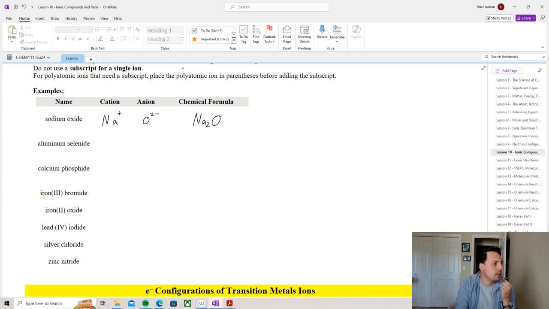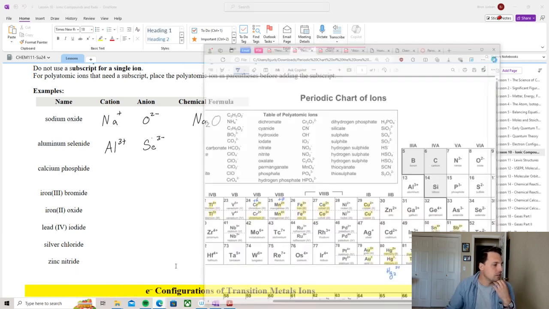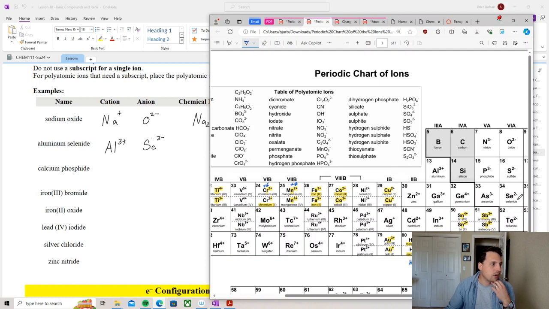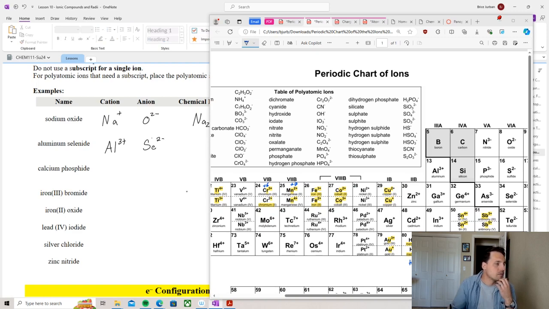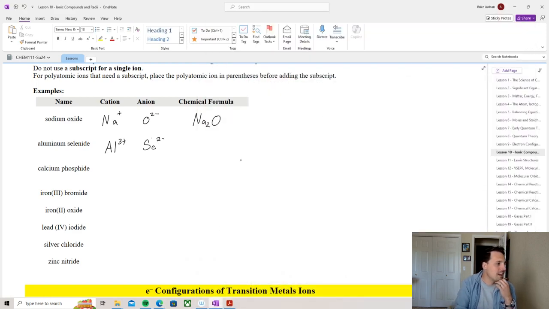For aluminum and selenium, aluminum is a fixed charge of 3+. Selenium has a, well, you might not know where selenium is. Let's show you. Selenium is below sulfur. It's a 2- charge. So I got aluminum and selenium coming together. In order to get an electrically neutral compound, we need to have 2 aluminums to get a 6+ charge and 3 seleniums to get a 6- charge. So we end up getting aluminum 2, selenium 3.